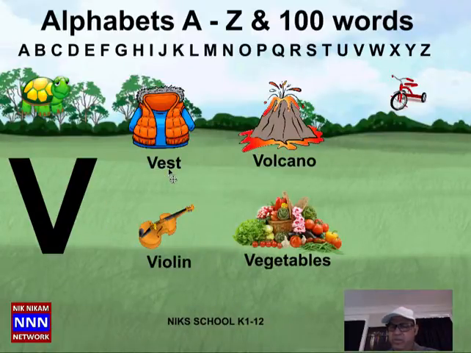We talked about vest. Let's talk about violin. Do you like music? I love music. There are lots of instruments that produce musical sounds like piano, cello, guitar, and many other instruments. And violin is another instrument which produces sounds for the music.